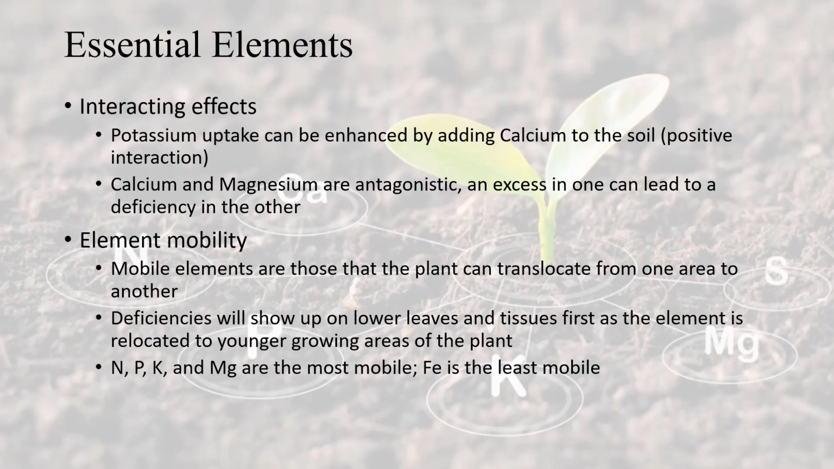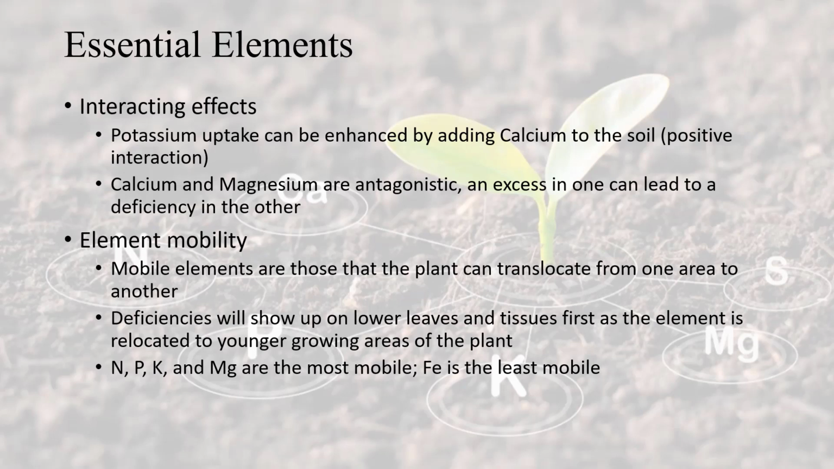Now, some other properties of our essential elements or our mineral nutrients: they can have interacting effects, right? And sometimes they can either be positive or negative. So a positive interaction is potassium and calcium. Potassium uptake can be enhanced by adding calcium to the soil, where a negative interaction could be calcium and magnesium, where an excess in one can lead to a deficiency in the other.